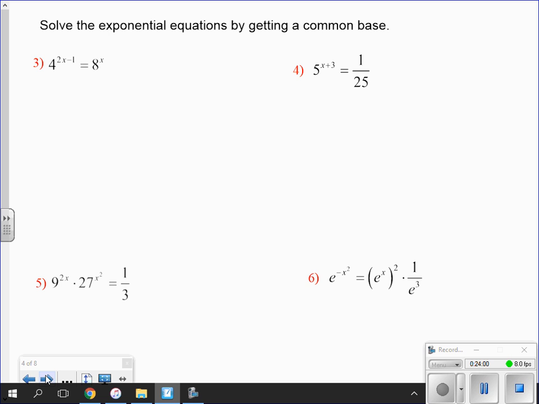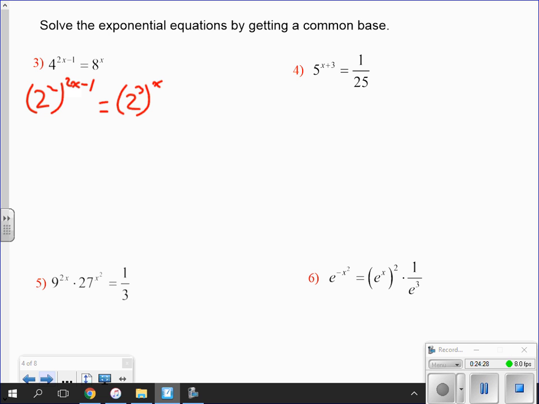You're thinking the wrong direction. 4 is what? 2 to what power? Guys, so I look on here, 4 is 2 squared. So that means I have 2 squared to the 2x minus 1 power equals 8 is 2 to what power? The third. So that means I have 2 cubed to the x power.